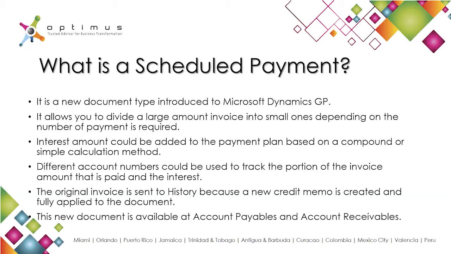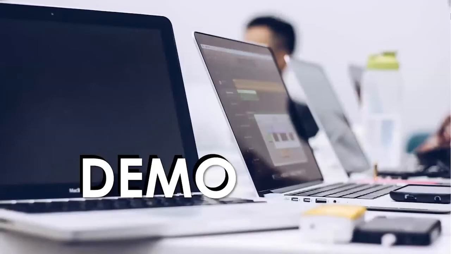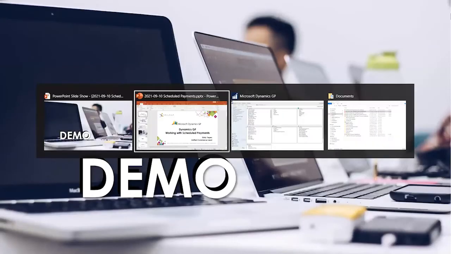because when you create a scheduled payment, the first part that is done automatically by the system is to create a credit memo and apply that credit memo to the original invoice. And this is a new functionality that can be used not only in account payables, it can be used in the account receivables module too. So that essentially is what scheduled payments is. So let's switch to the application and let me show you how it normally works.